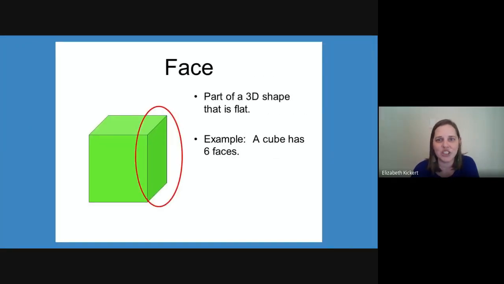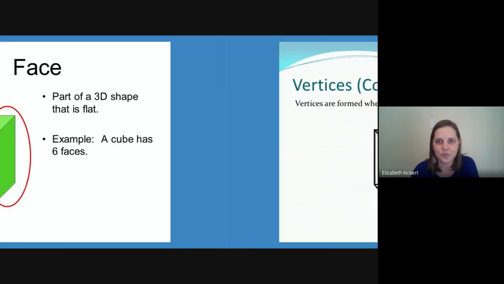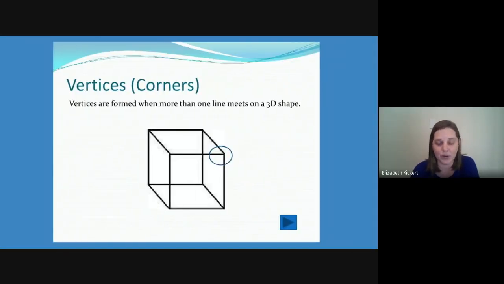Okay, in a 3D shape, you have different faces. The faces are the flat part of a 3D shape. For example, a cube has 6 faces, and you can see on that green cube there that I've circled one of the faces in a red circle. That's the flat part of a 3D shape. Vertices, if you remember from last time, are just corners, and they're formed when more than one line meets on a 3D shape. So there you have a vertex circled on that 3D shape.